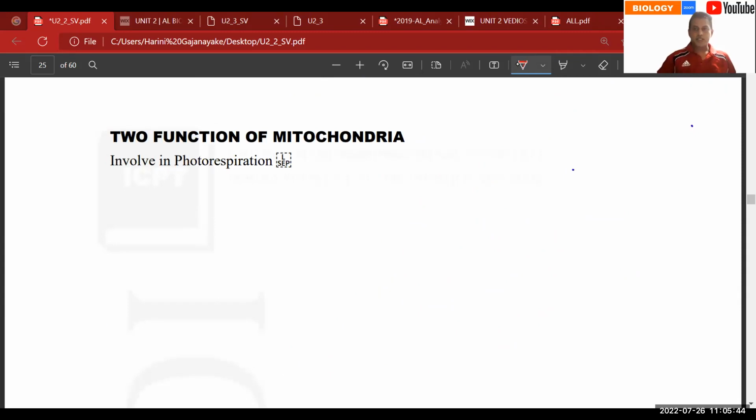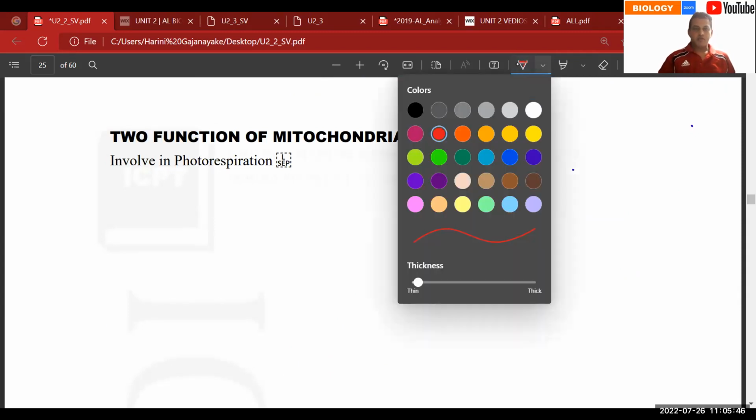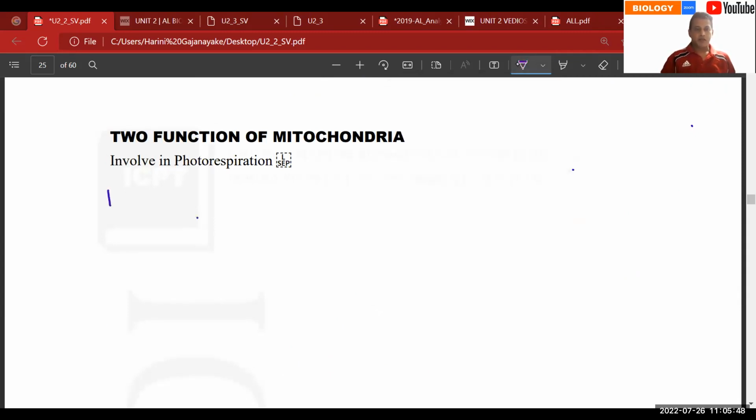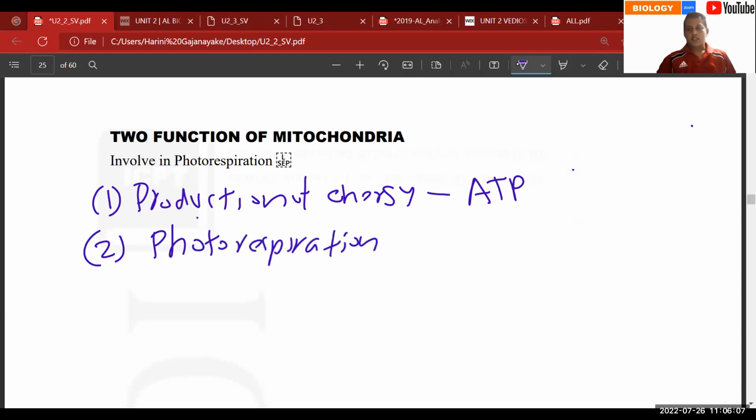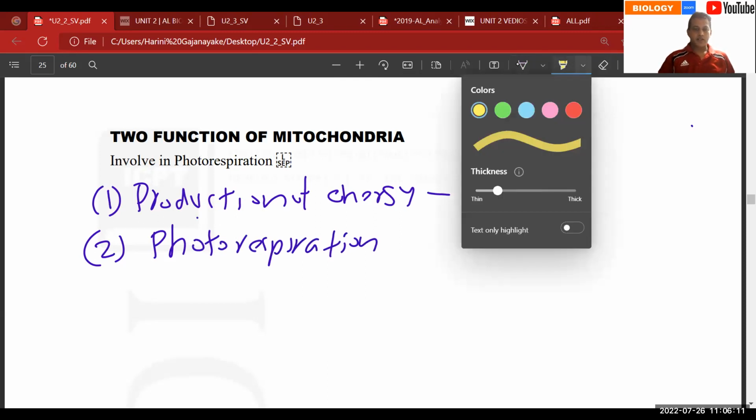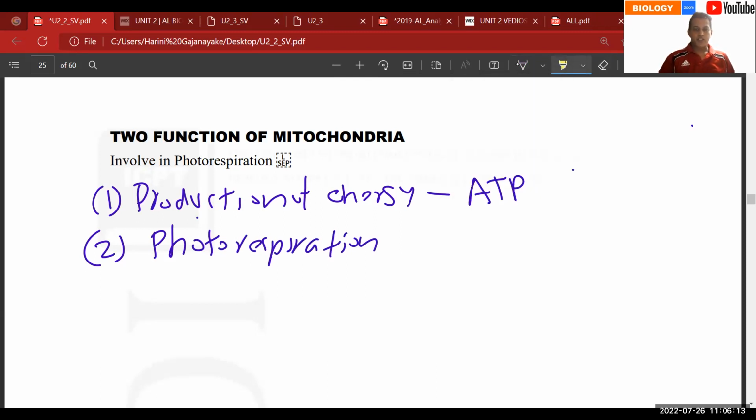There are two functions. Function number 1, production of energy. That is the ATP molecule. Function number 2, photorespiration. So I again tell you, photorespiration.